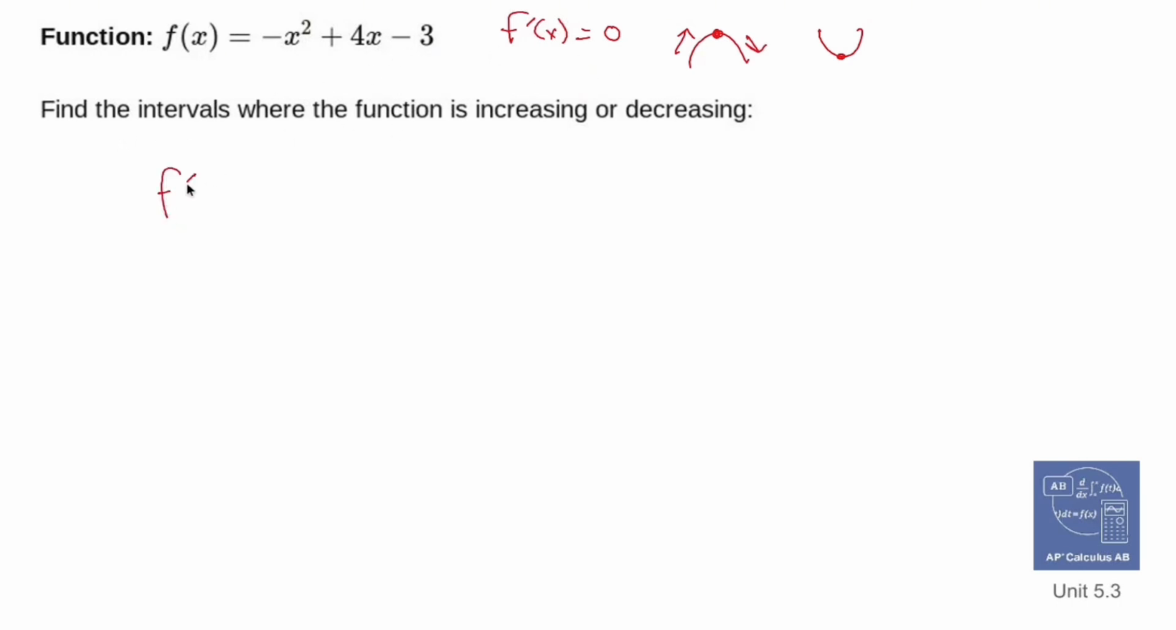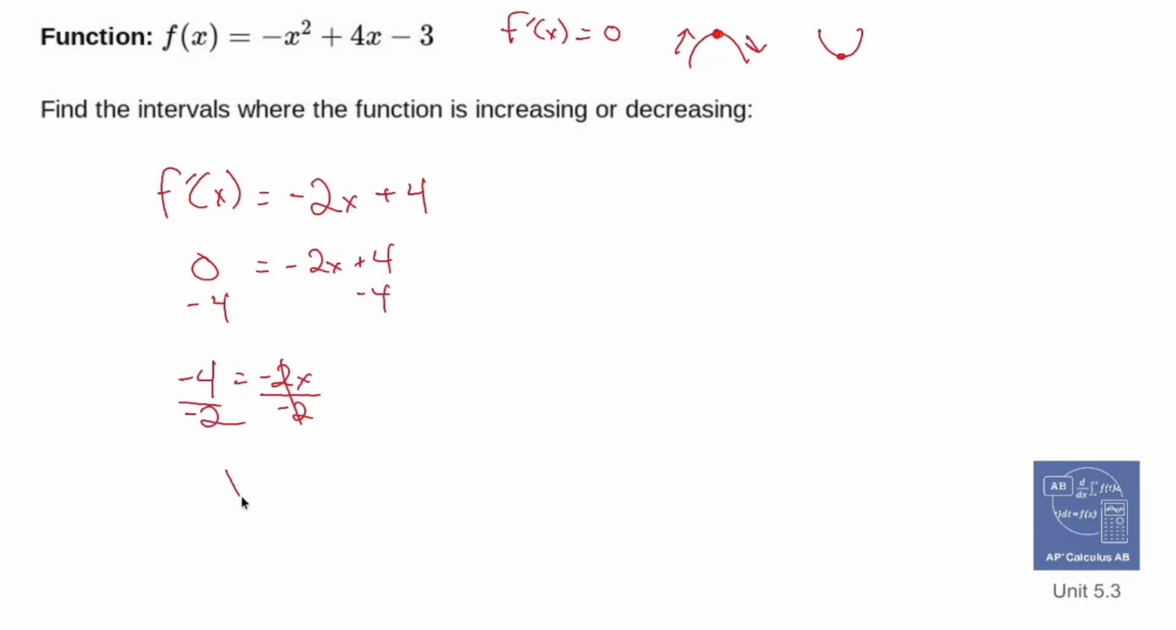So the derivative of f of x is going to be, using the power rule, the derivative of negative x squared is negative 2x. The derivative of 4x is plus 4. The derivative of negative 3 is nothing. Set it equal to 0 and solve for x, right? Subtract 4: negative 4 equals negative 2x. Divide by negative 2, and x equals positive 2. So whatever this graph looks like, I know it changes its direction from negative to positive or positive to negative, whatever, at 2.